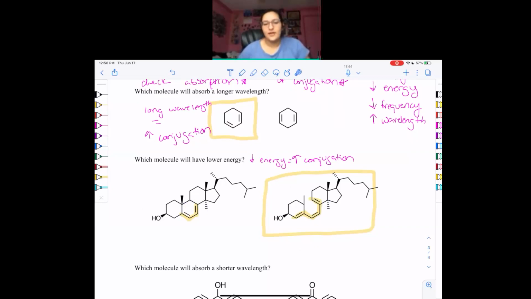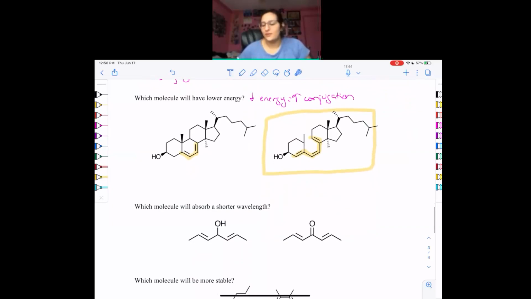This third question is saying which one will absorb a shorter wavelength. So are we looking for more or less conjugated now? Less, exactly. So short wavelength equals more conjugated.